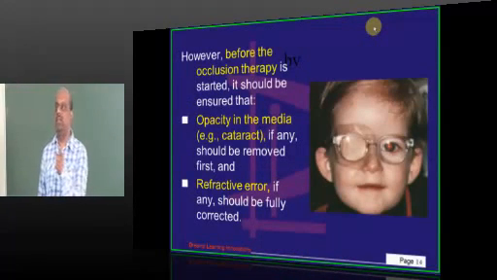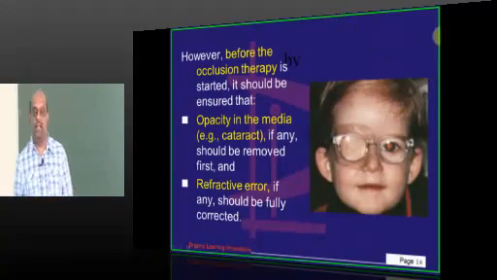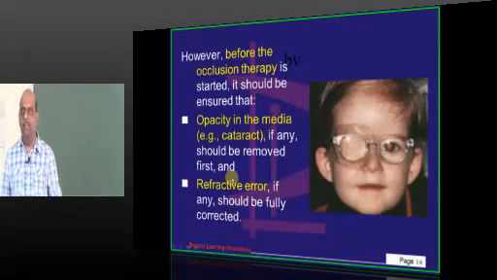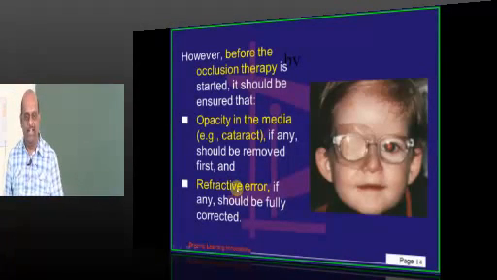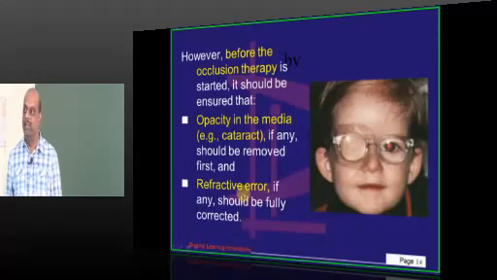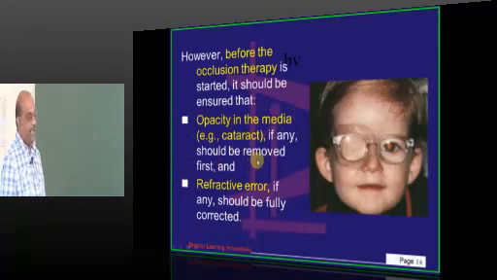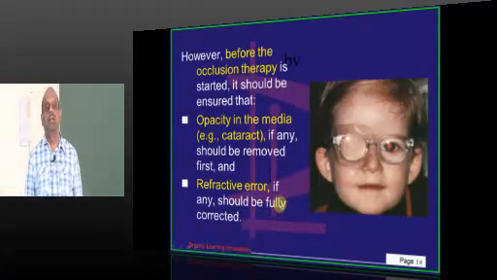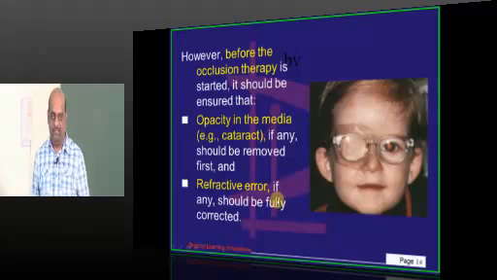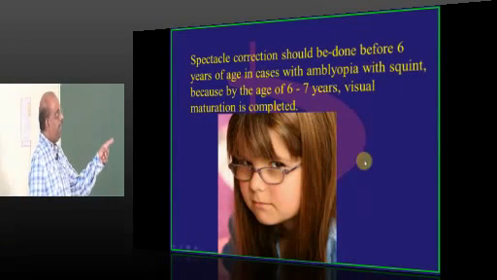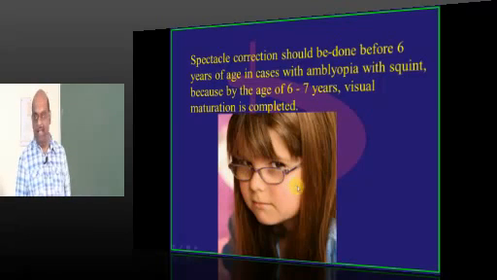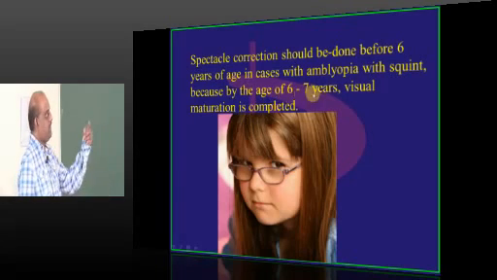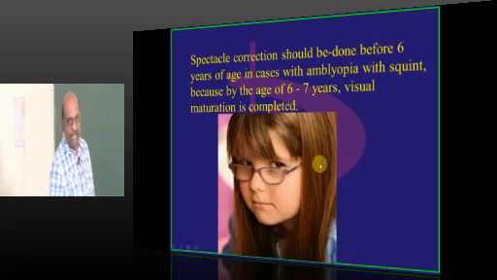But before you start occlusion therapy, what is the most important thing that you need to do? Is there any cataract? Why did that eye become lazy? Why is that student not answering? You need to check. So, if there is any cataract, treat it. If there is any refractive error, treat it. Then only you do the occlusion in the normal eye. So, spectacle correction should be done before 6 years of age in cases of amblyopia due to squint, because by the time it is 6 to 7 years, the visual maturation will be completed.